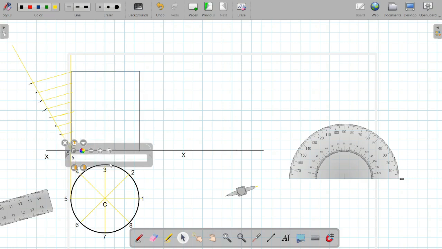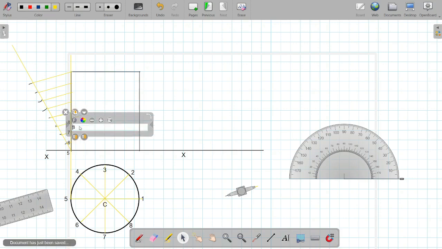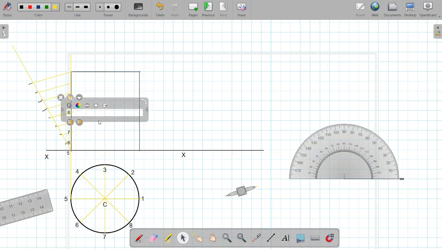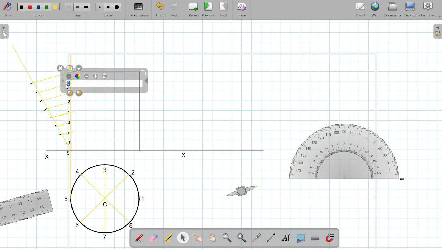Then going sequentially. So after 5, it is point 6, then point 7, then point 8. After 8, it will be point 1, then 2, 3, 4, and finally it will end at 5 for one complete revolution.